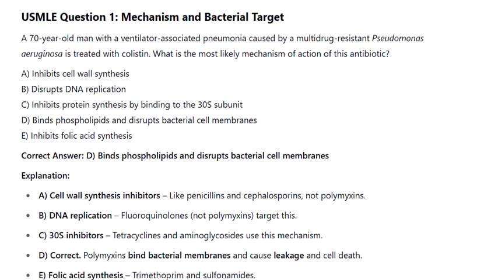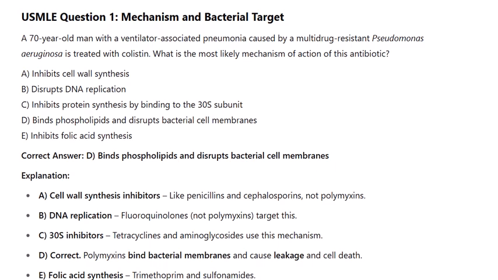C. 30S inhibitors, tetracyclines and aminoglycosides use this mechanism. D. Correct. Polymyxins bind bacterial membranes and cause leakage and cell death. E. Folic acid synthesis, trimethoprim and sulfonamides.